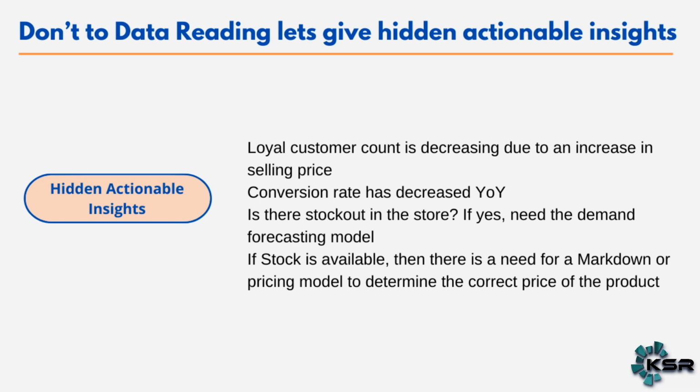So the second insight will be the conversion rate has decreased year over year. So we need to give the reason behind that. Conversion rate can decrease for two reasons. First, when customers are coming, the product is not available in the store. That means the product is getting out of stock. So let's identify the stock data. If the product is going out of stock, then we recommend the business have a demand forecasting model that will help you maintain the right level of inventory as and when required. So that will reduce the churn as well as increase the conversion rate.